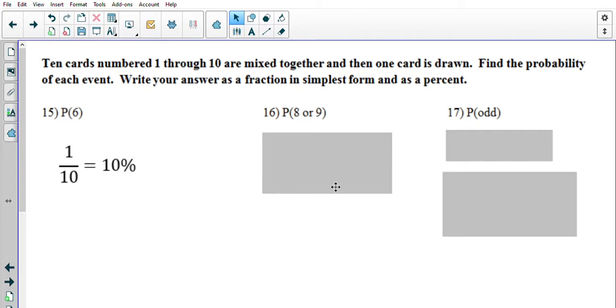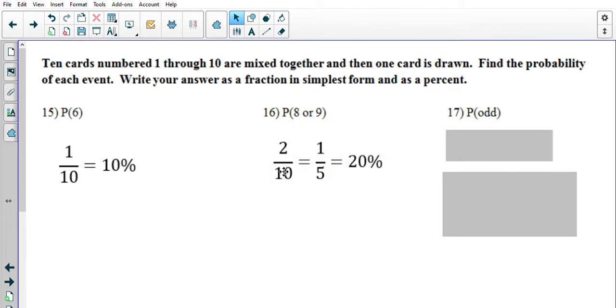We have two cards that are numbered 8 or 9. So since we have 2 out of 10, this is going to be 2/10, which reduces to 1/5. That is 20%. It's really easy when we have a denominator of 10. You can just multiply your numerator by 10 to get what your percentage is.